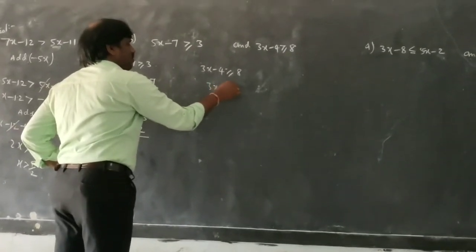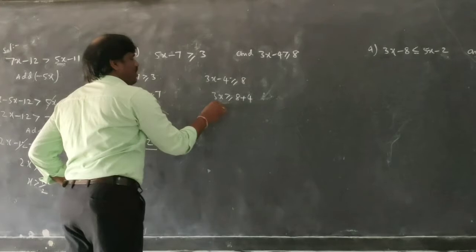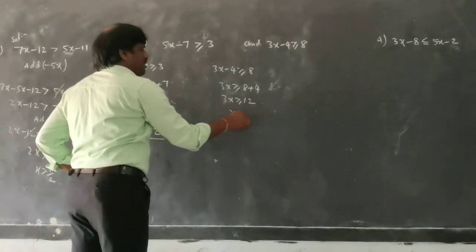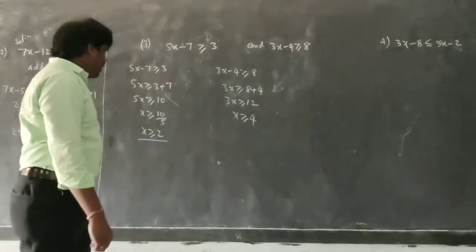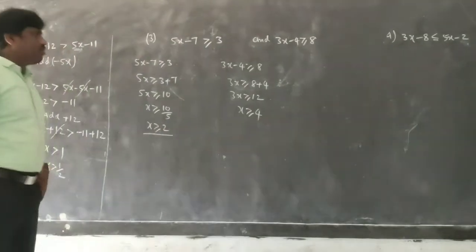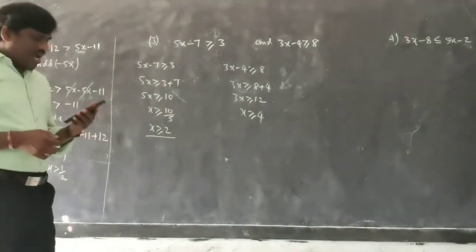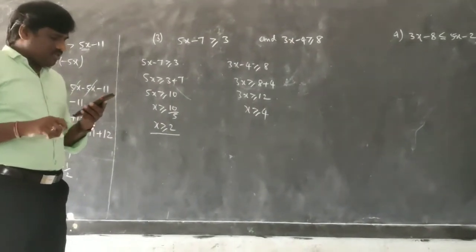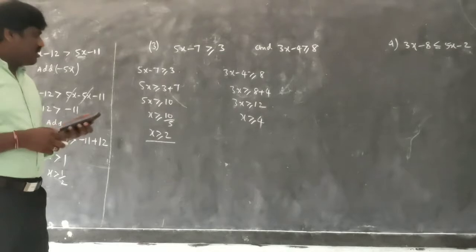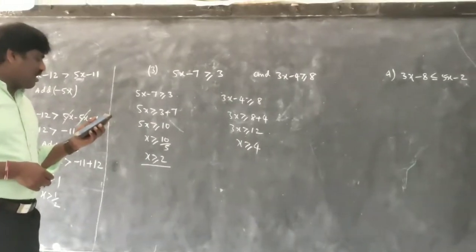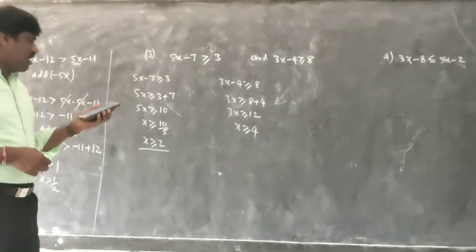3x greater than or equal to 8 plus 4. 3x greater than or equal to 12. Then x greater than or equal to 4. Here you got x greater than or equal to 2. Here you got x greater than or equal to 4. So you have to find the answer for this, right? So what you do here, you just see that x greater than or equal to 2 and x greater than or equal to 4, and these are your answers.